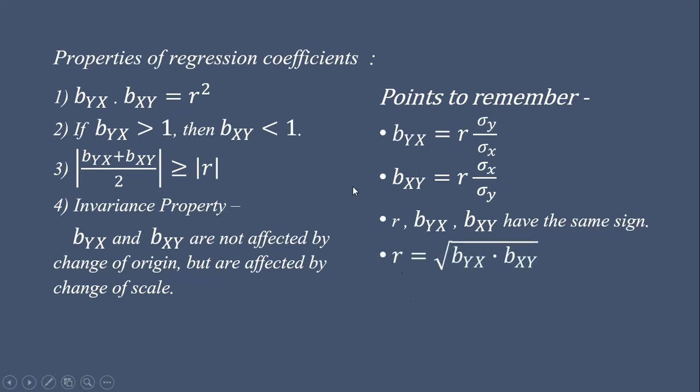Now to find r, we use this first property. From this property we get the formula r is equal to square root of byx into bxy. Now, using these properties we will see a few examples.